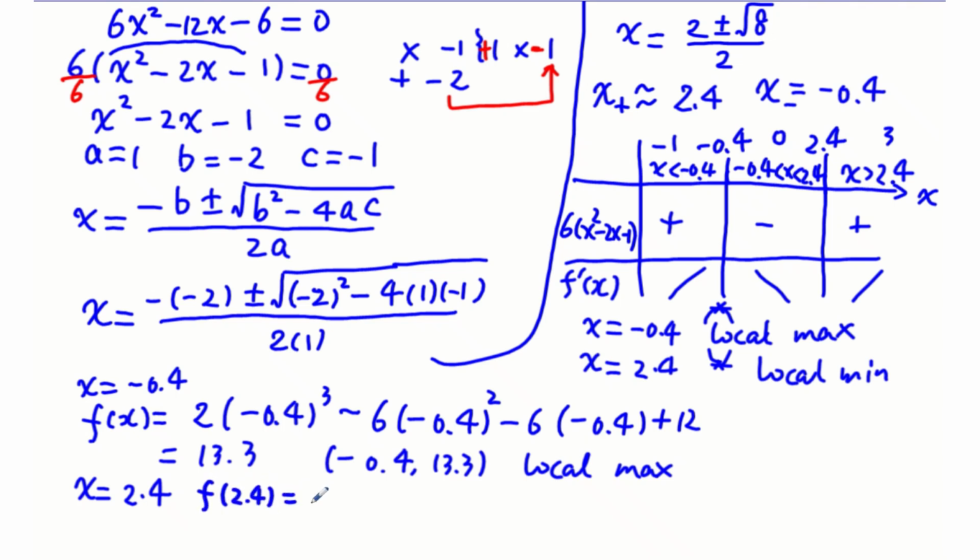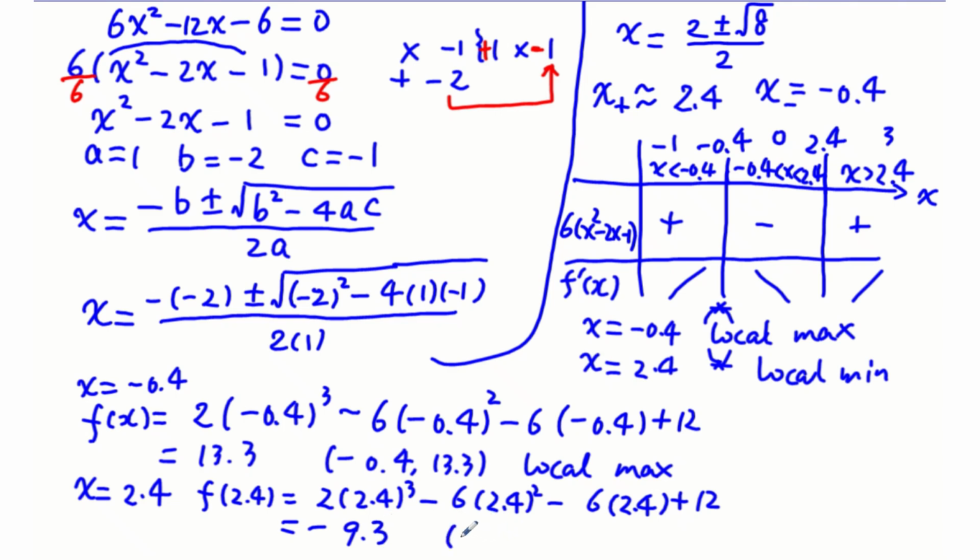2.4 equals 2(2.4)^3 minus 6(2.4)^2 minus 6 times 2.4 plus 12. Get your calculator out, you will find it's around negative 9.3. So at the point (2.4, -9.3), this is our critical point. It has a local minimum. So this is the answer for this question.